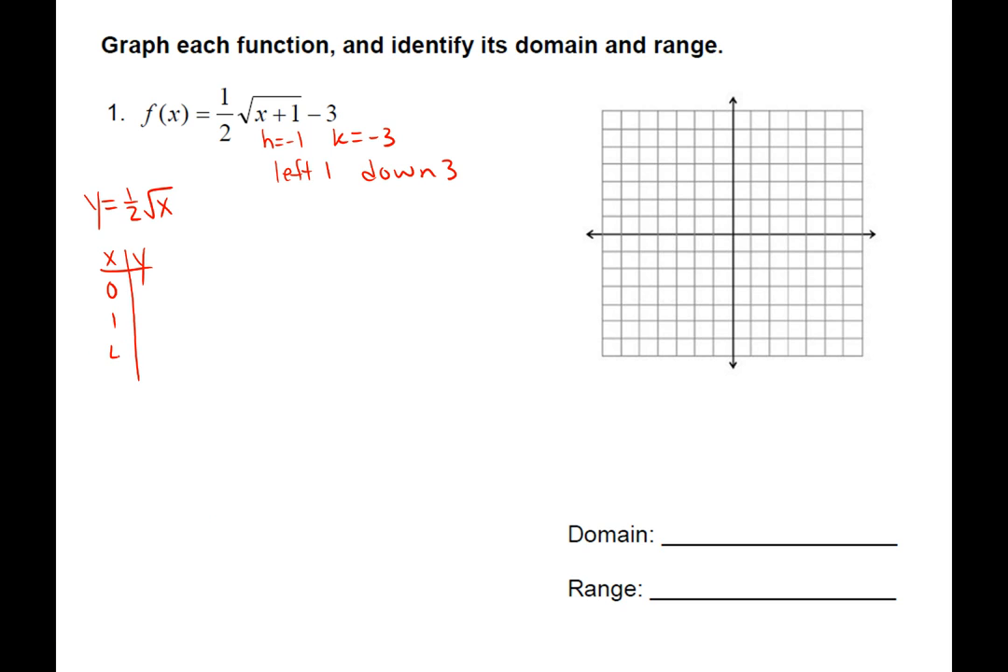So I want to pick, again, numbers I know the square root of. So 0, 1, and 4. Those are nice and easy. Then when I put them in, the square root of 0 is going to give me 0, and 1/2 times 0 is 0. Then I plug in 1, and the square root of 1 is 1.